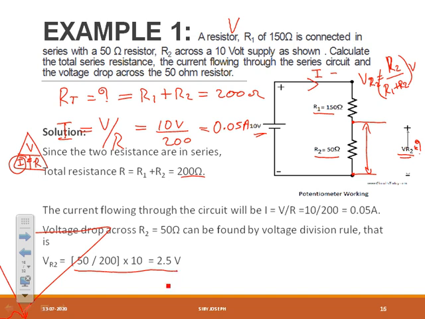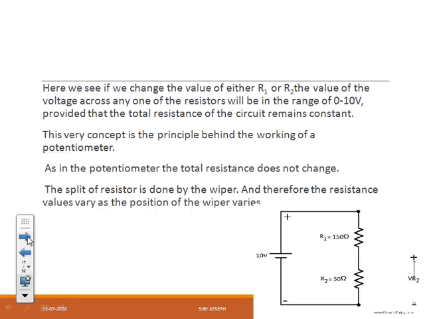So thus we can solve this problem. And again, here we see that if you change the value of resistance R1 or R2, the voltage across either resistance can be in the range of 0 to 10 volt, provided that the total resistance of the circuit remains constant, satisfying Kirchhoff's voltage law. This varying concept is the principle behind the working of a potentiometer.